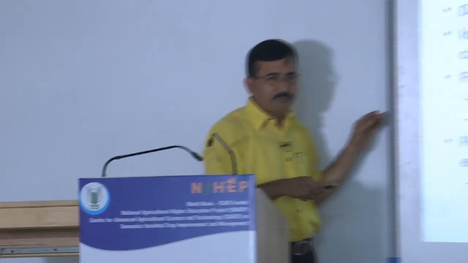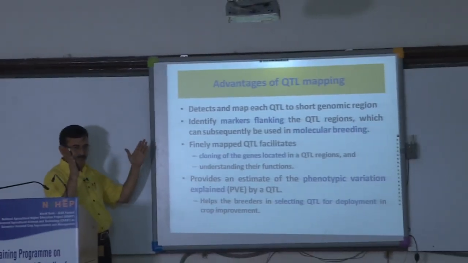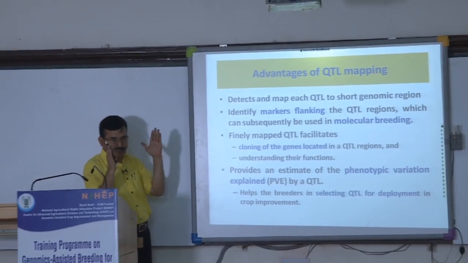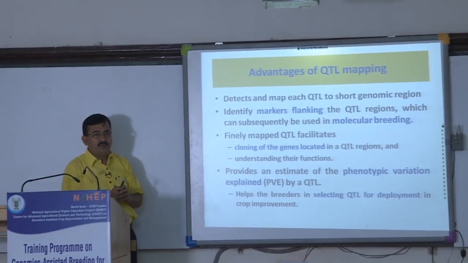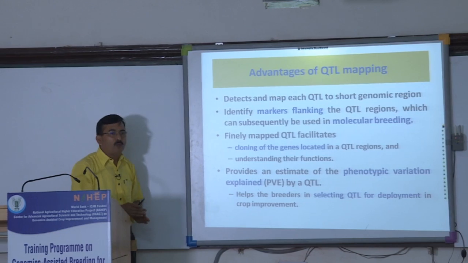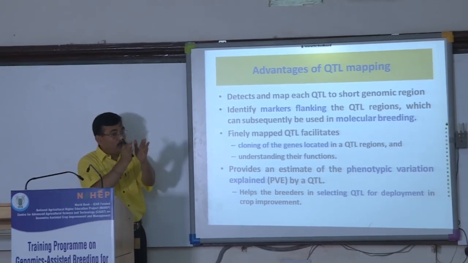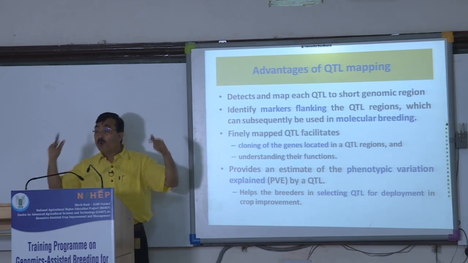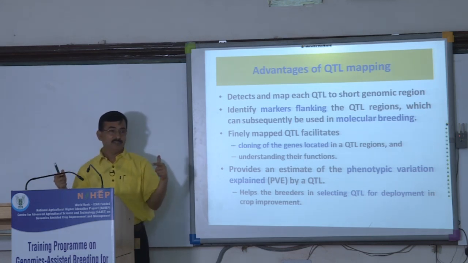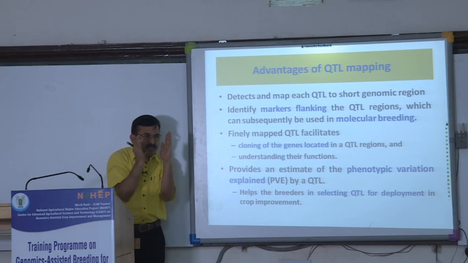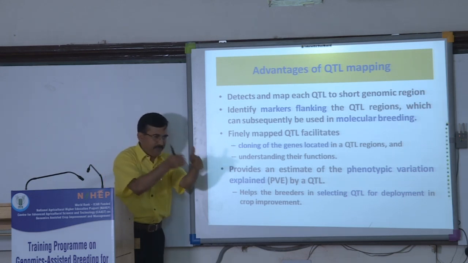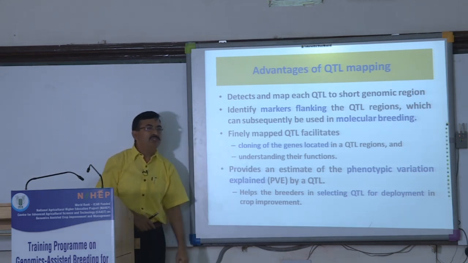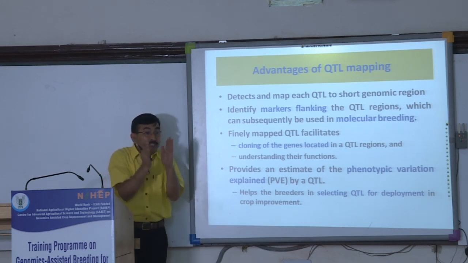Why do you need fine mapping? Fine mapping means this mapping of the QTLs, you are going very closer, right? When you go very closer, you can even identify, I told you that a genomic region may contain more than one gene. When you are going closer and closer and closer, you can even go to the specific gene for that, right? That's why you need fine mapping.